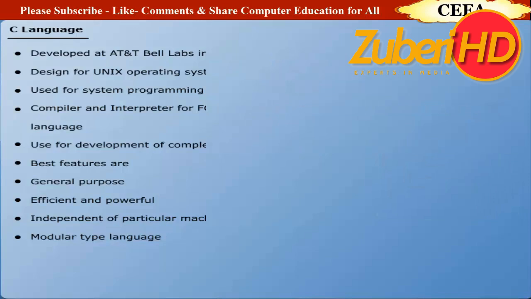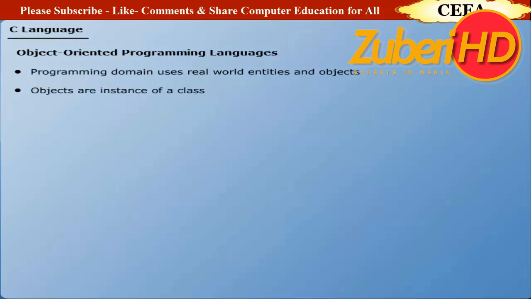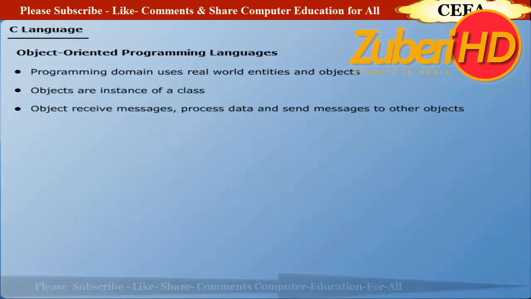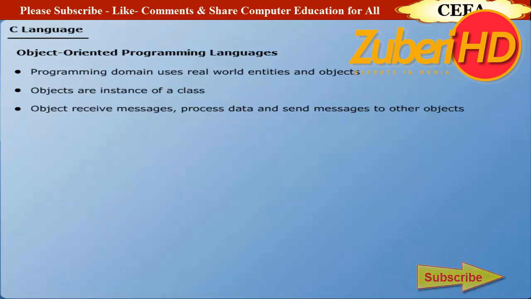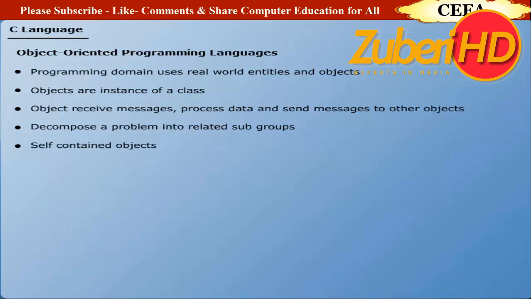Object-Oriented Programming Languages, OOP. Object-Oriented Programming, or OOP, is a programming domain which uses real-world entities and objects to design applications and computer programs. The objects are the instances of a class which provides a template for defining the objects. Each object can receive messages, process data, and send messages to other objects. Object-oriented programming encourages a programmer to decompose a problem into related subgroups. Each subgroup becomes a self-contained object that includes its own code and data that relates to that object. In this way, complexity is reduced and the programmers can manage large programs.